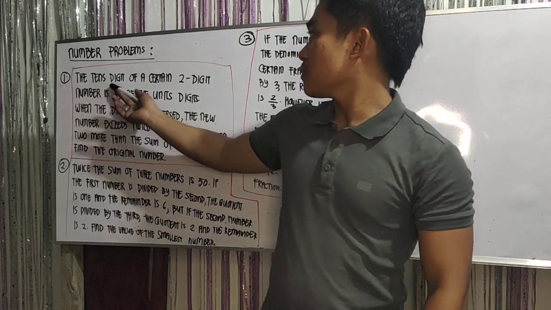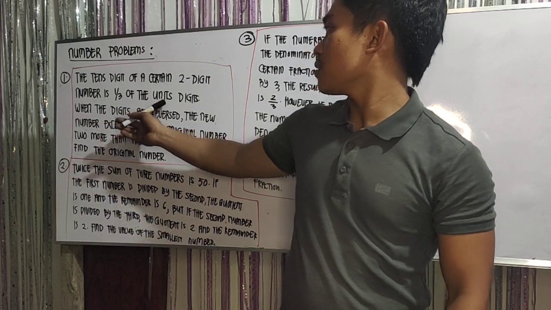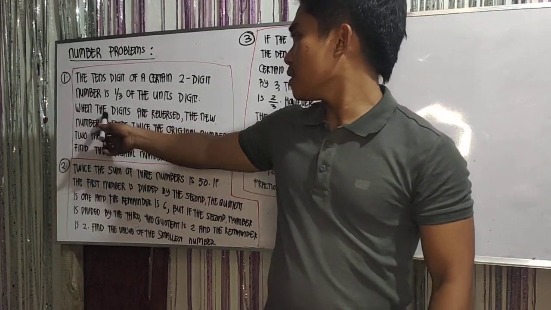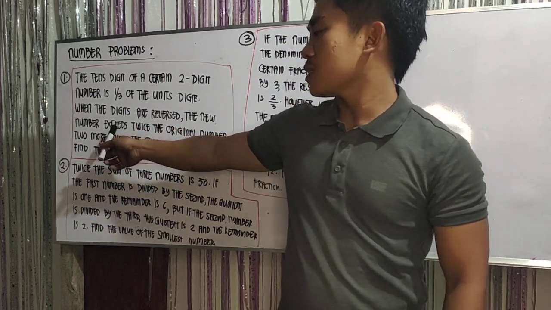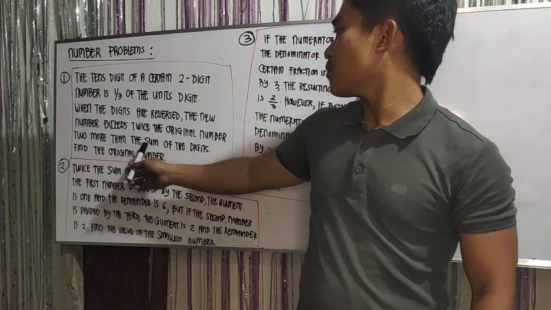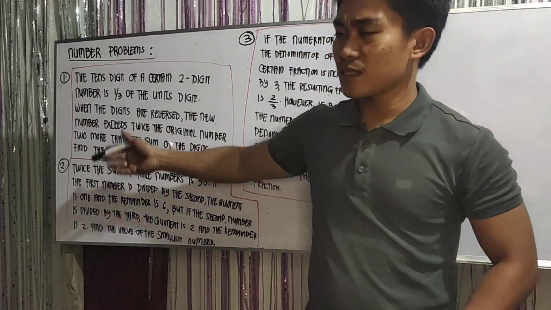So there are three problems in here, so let us first begin with problem number 1. The tens digit of a certain two-digit number is 1/3 of the units digit. When the digits are reversed, the new number exceeds twice the original number by 2 more than the sum of the digits. Find the original number.